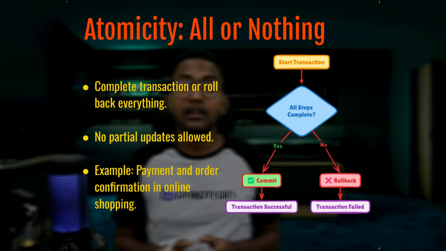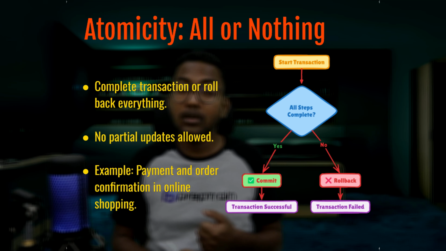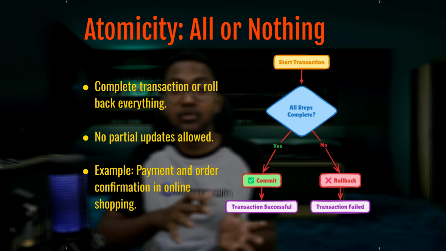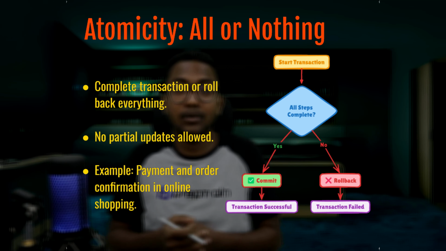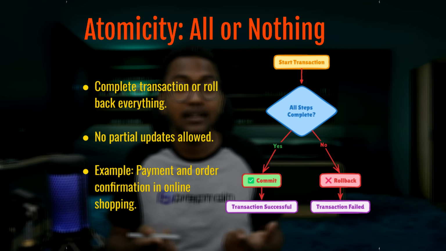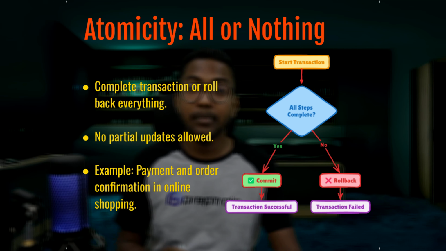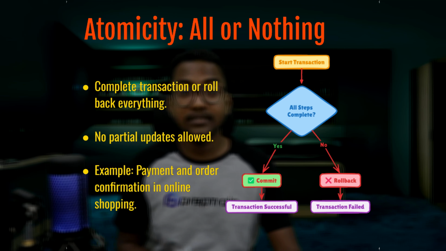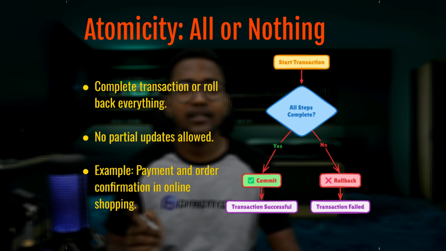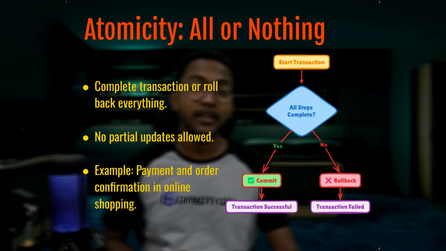Imagine you are buying a phone online. You wouldn't want your payment to go through and later find out that your order did not process, right? This would be a nightmare. Atomicity ensures that either both the payment and order confirmation happen or neither does. It's all or nothing.